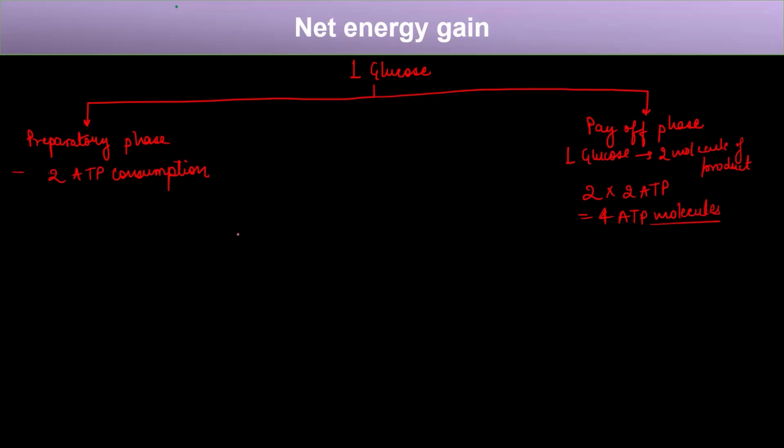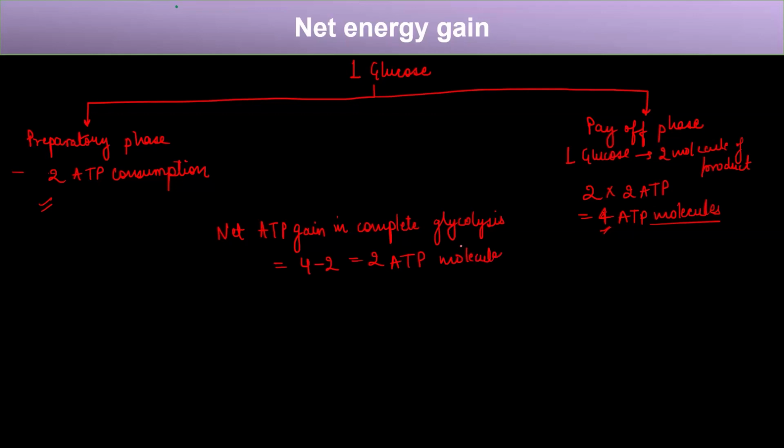So if we talk about the net ATP gain in complete glycolysis, what do we have? We have 4 minus 2, because 2 is getting consumed and 4 is getting formed. So we'll have 2 ATP molecules. Okay, so in glycolysis, we have a net gain of 2 ATP molecules.